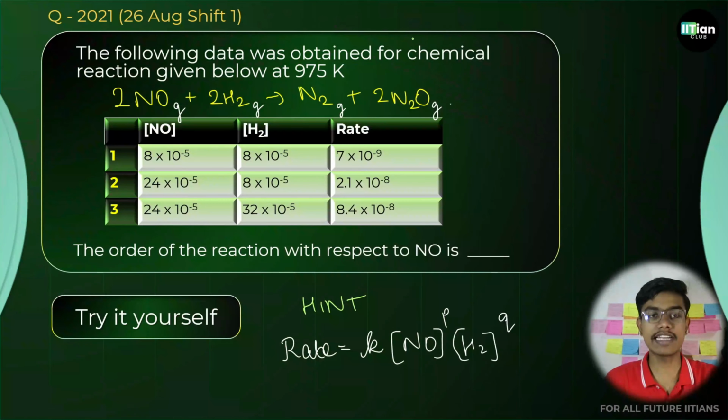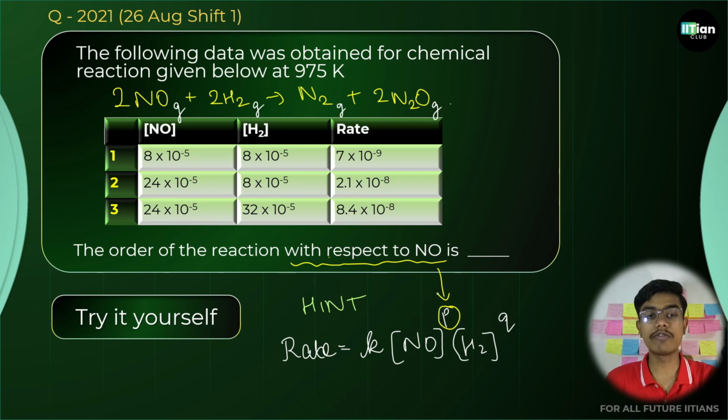Here they have given us a reaction: NO plus H2 is giving us N2 and N2O. They have given us different concentrations of NO and different concentrations of H2, and for that we have been given different rates. Now what they have asked is the order of the reaction with respect to NO. You have to note that they have not asked the entire order. They have asked the order of the reaction with respect to NO. So what we have to basically find is the P over there. When you write the rate law as K into concentration of NO raised to the power P and H2 raised to Q, here we have to just find the P.